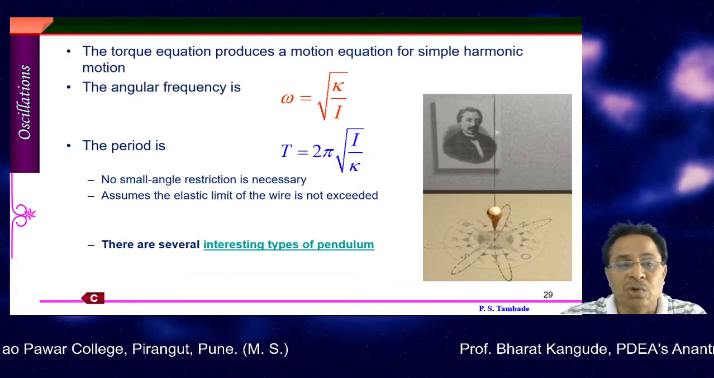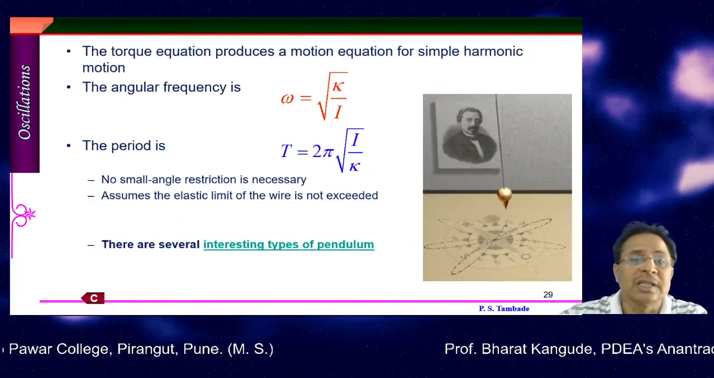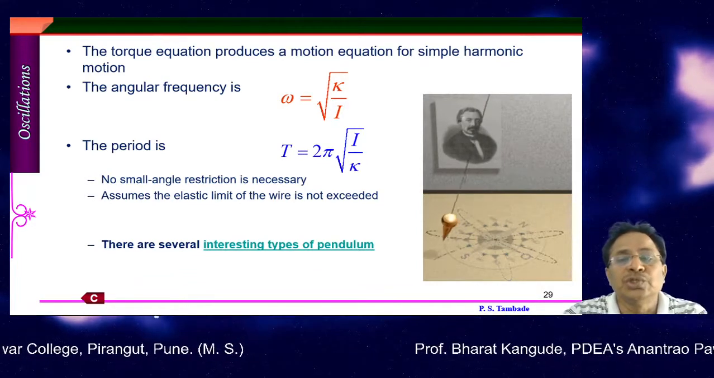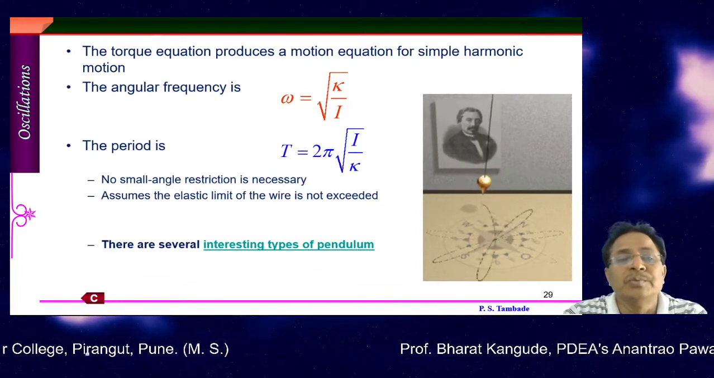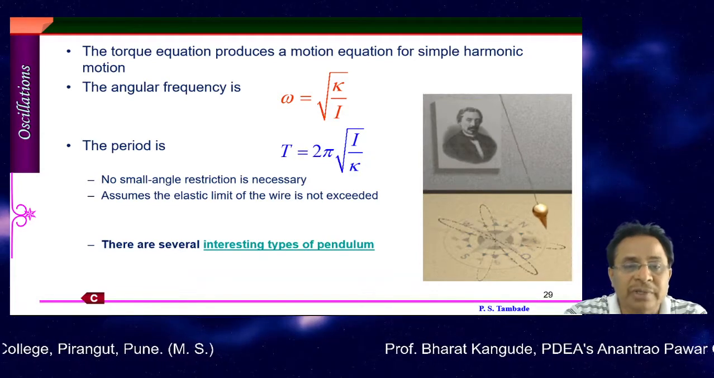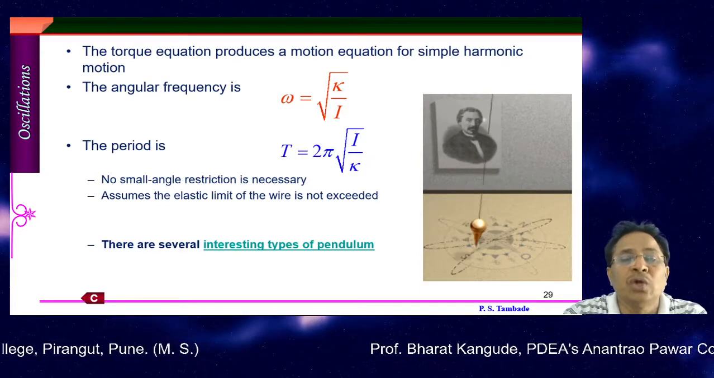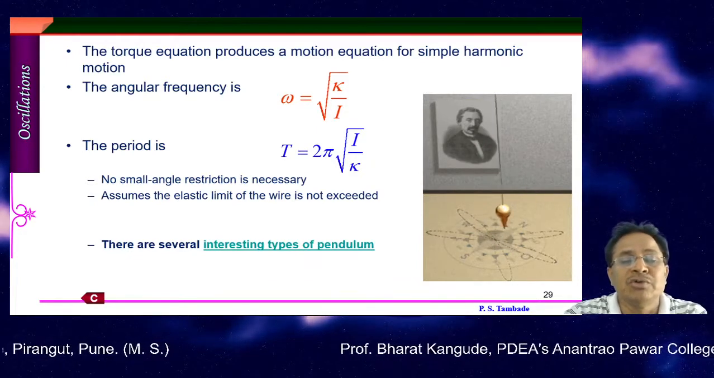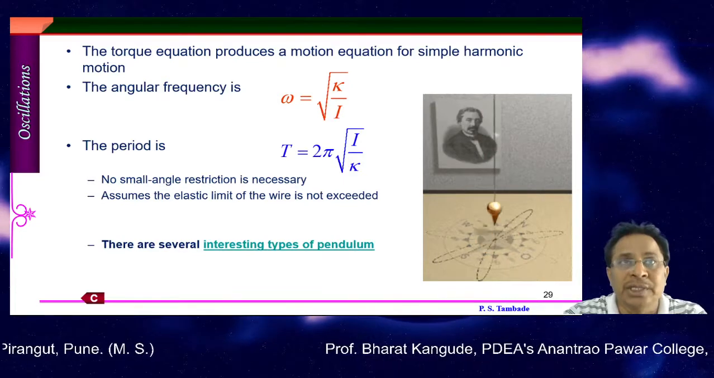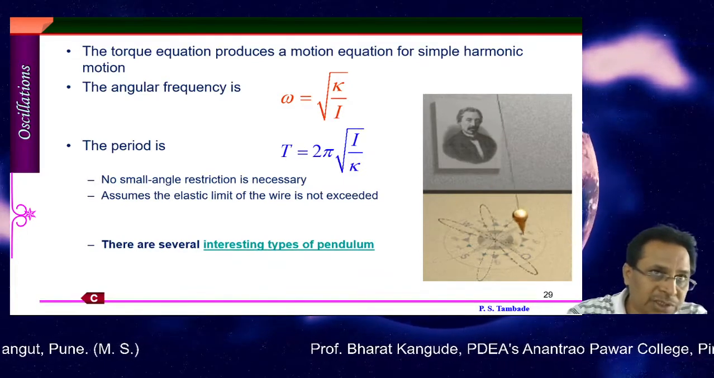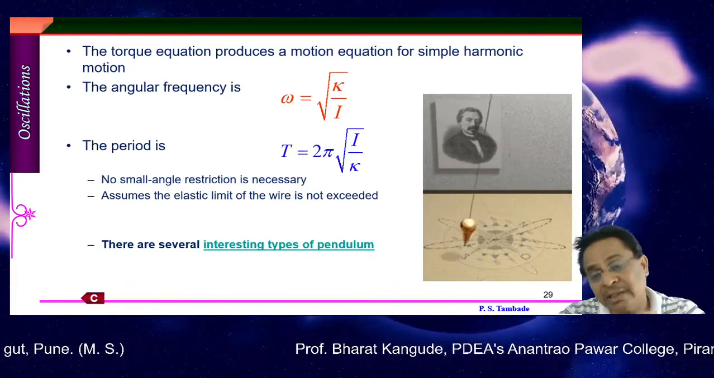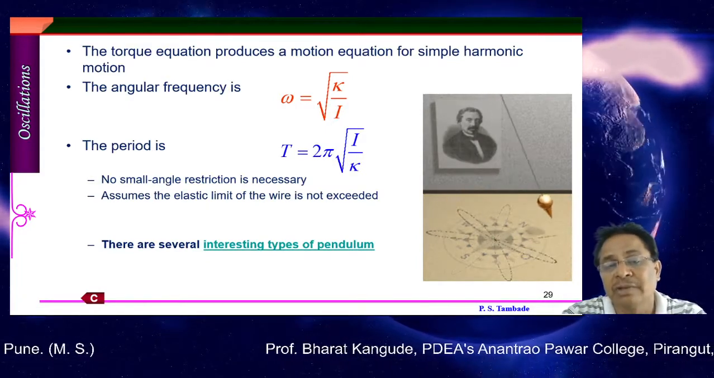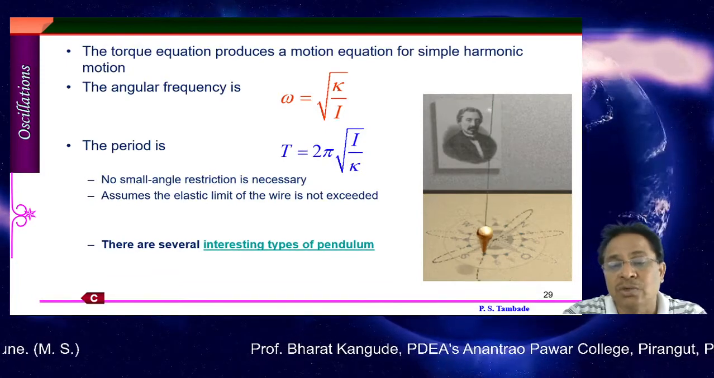That is going to be an oscillatory solution of this differential equation which we have shown here. Another example I can give here: the torque equation produces a motion equation for simple harmonic motion. The angular frequency in this case is given by omega equal to root k upon I, and the period T is given by 2 pi root I upon k. So we can apply an analogy between the linear simple harmonic motion and this type of angular simple harmonic motion, and get a relationship for the angular frequency as well as the period of this rotational motion.